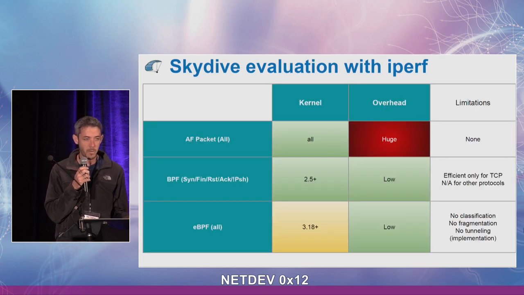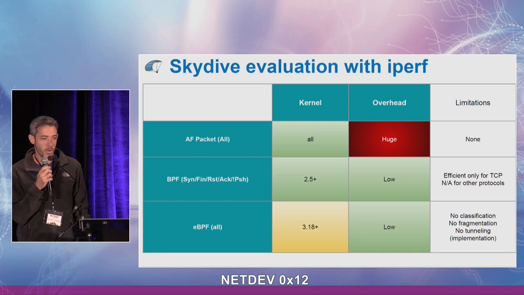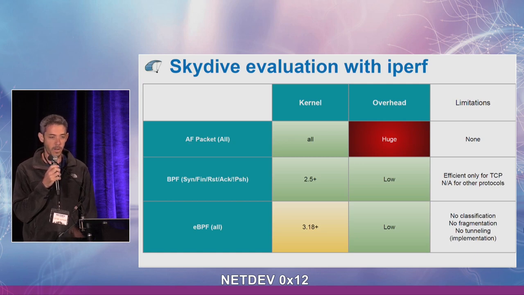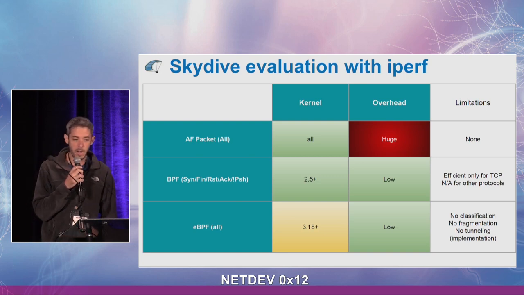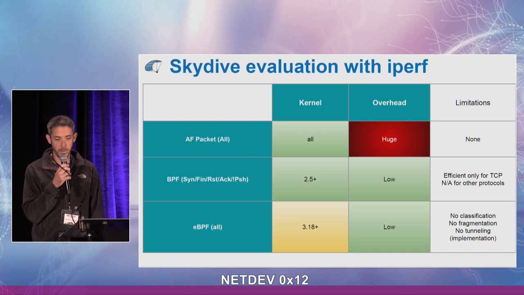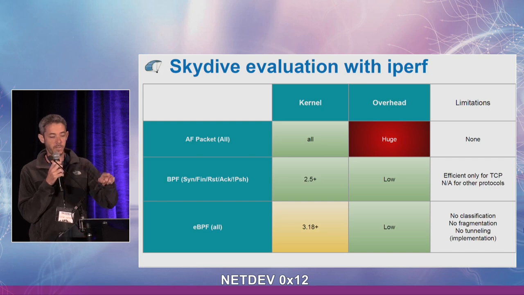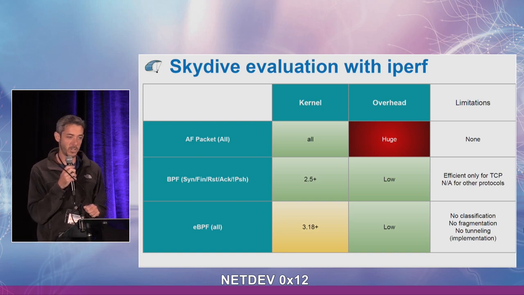So to summarize these three techniques, we can see that if you capture everything, you have a very big computation overhead. And if you have eBPF in your system, you might use it, and it will not cost too much CPU overhead. And also the special BPF filter to capture TCP sessions.